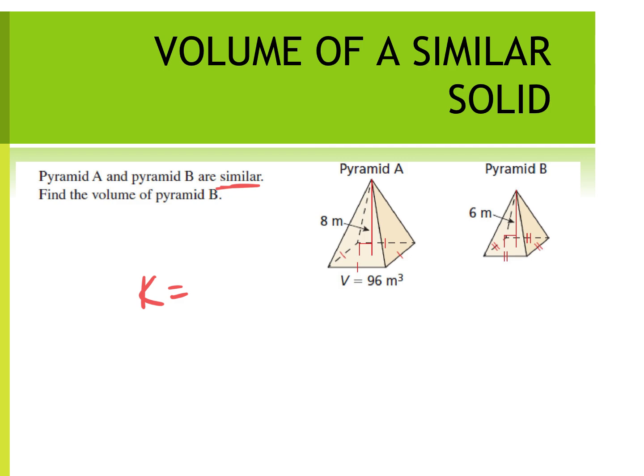Okay. So our scale factor, remember, is you put 2 of the sides over one another. What 2 sides do I know in these pyramids? Yeah, the 6 and the 8. And those represent what? What dimension of the pyramid? Are they both the height? Yes, okay.